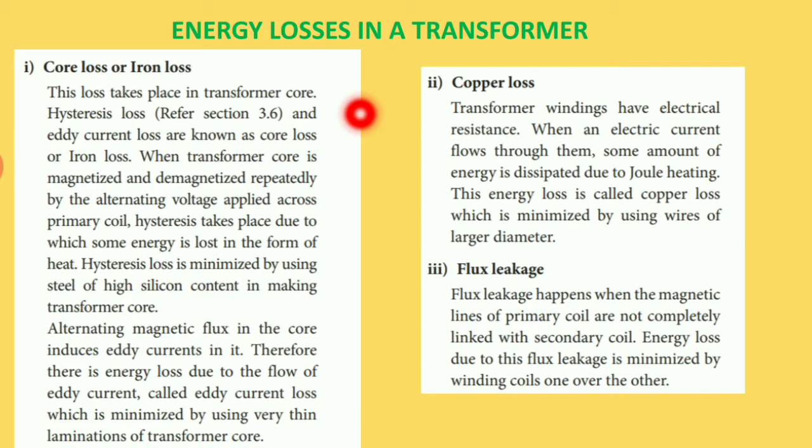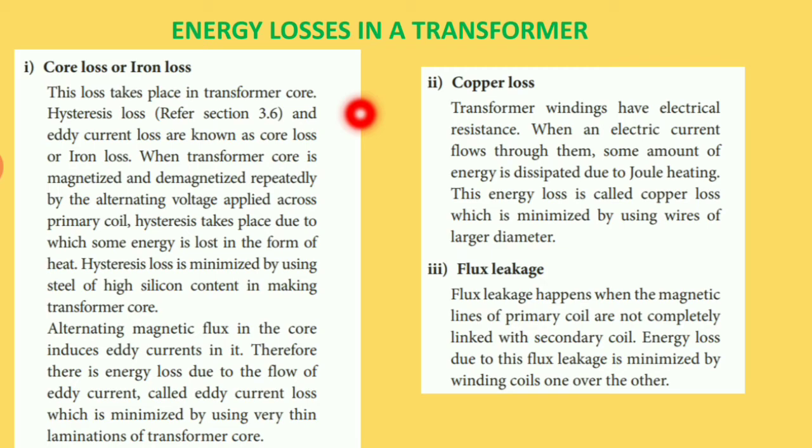Energy losses in a transformer. Core losses or iron losses. Hysteresis losses and eddy current losses are known as core or iron loss. When the transformer core is magnetized and demagnetized rapidly by AC voltage, hysteresis loss takes place. It is minimized by a silicon steel core.